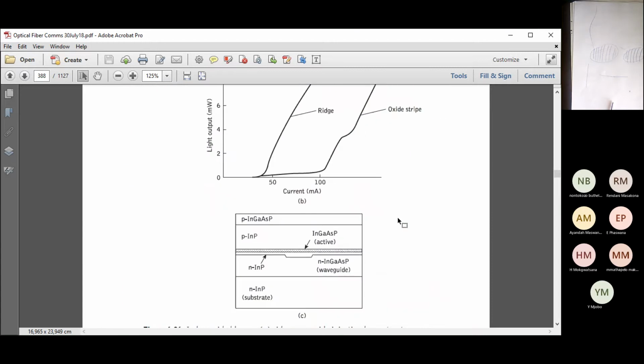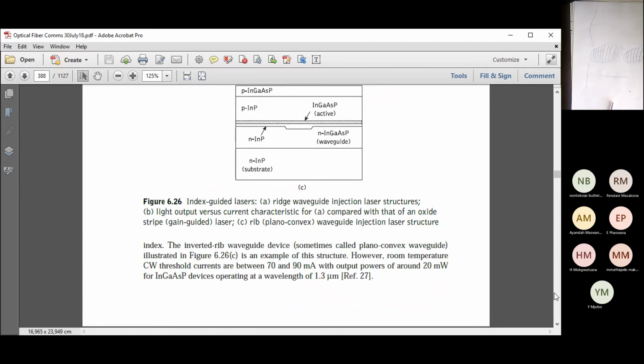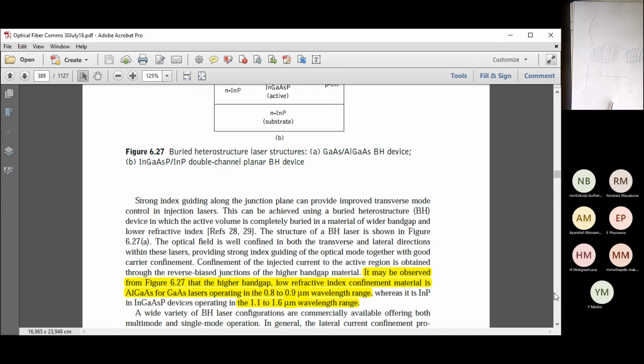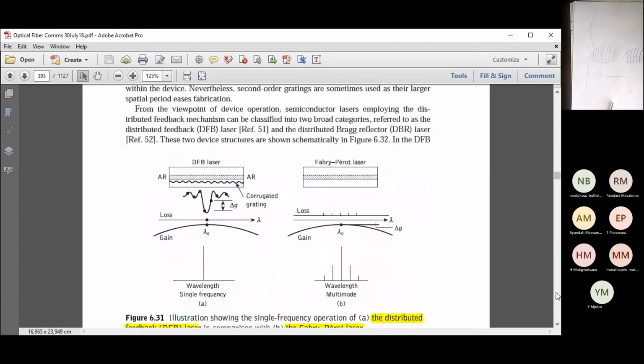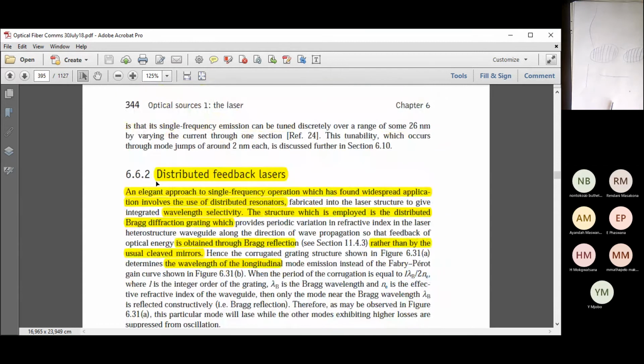Index guided lasers, I'm not going into that. And we are almost done for today.